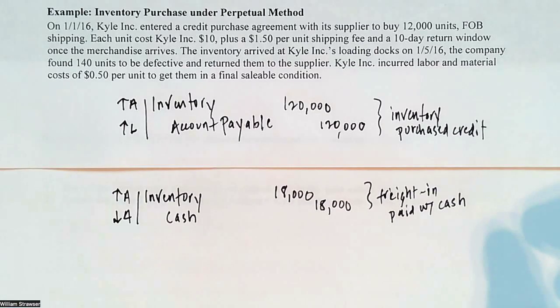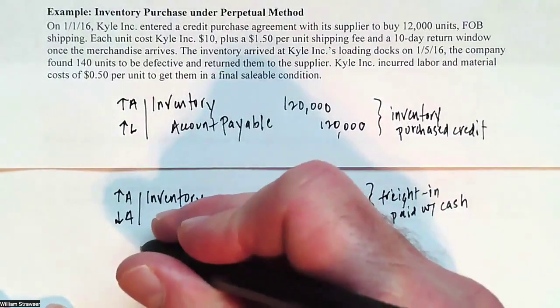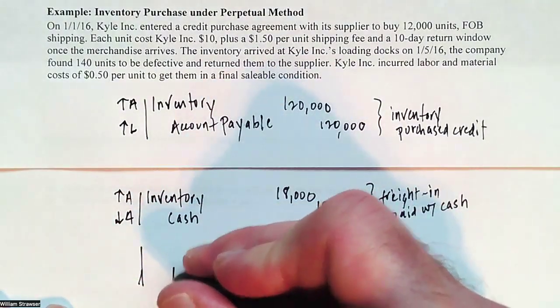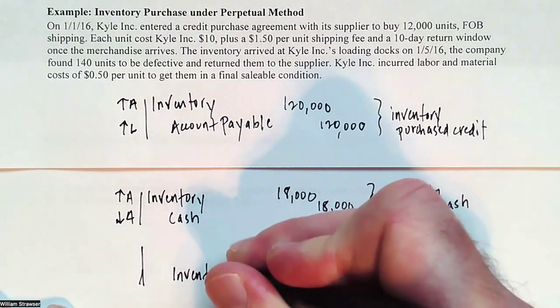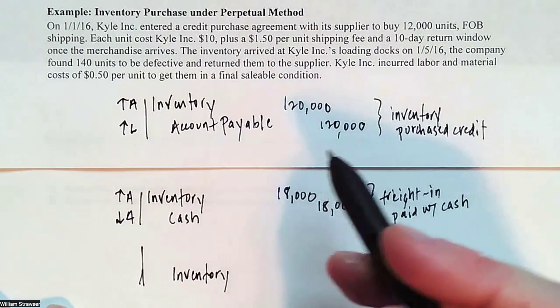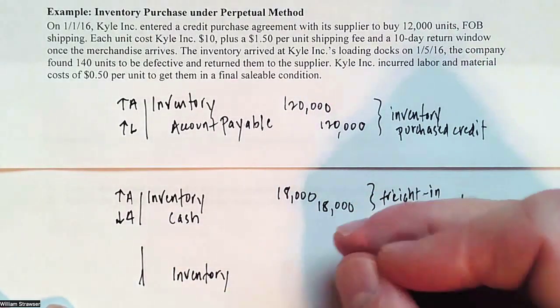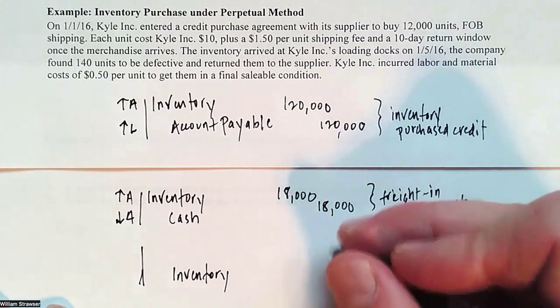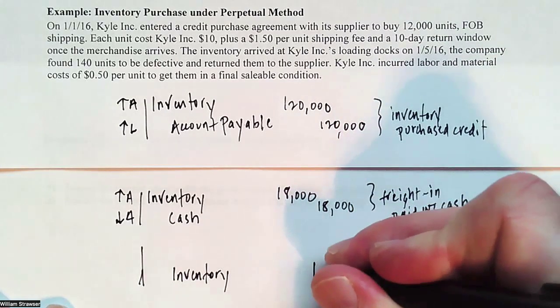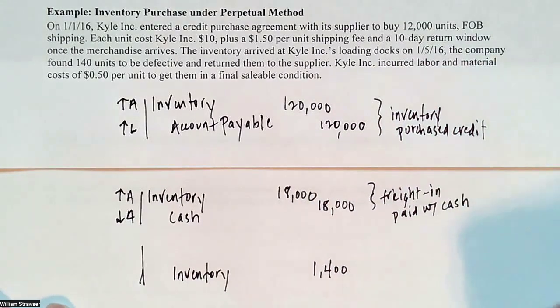Now we have 140 units that were determined to be defective, right? So those 140 units were returned. Now, how do we record that? It's going to be with a credit to inventory because we're getting rid of it. We're returning it. It came to my place of business, and I recorded it within this $120,000 when I purchased it. But now we're going to turn around and give it back. This is not what we wanted. It's not high quality. We have 140 units, and that's $10 a unit. So that's going to be $1,400 of this inventory that's going back.